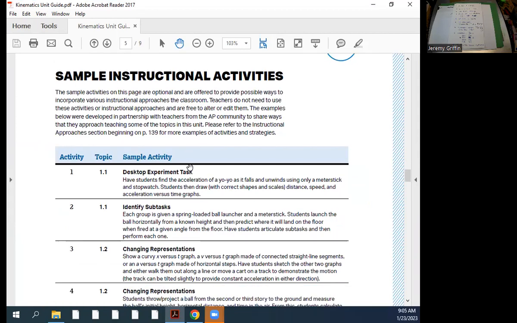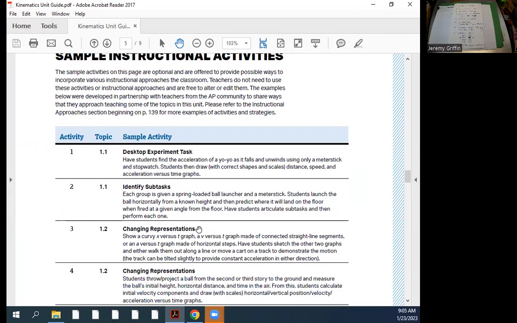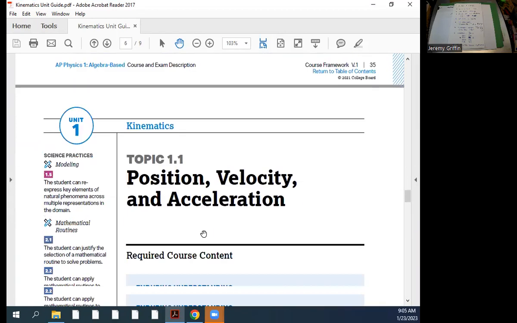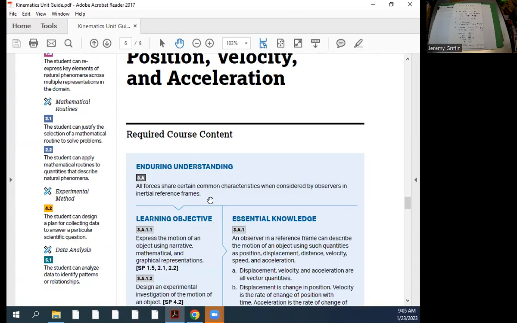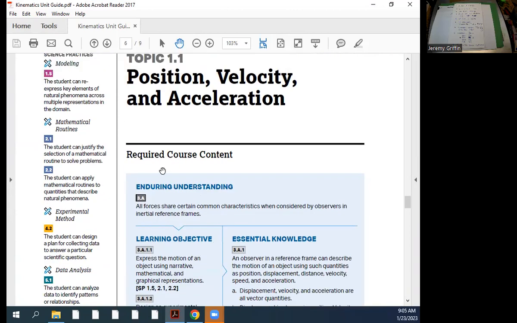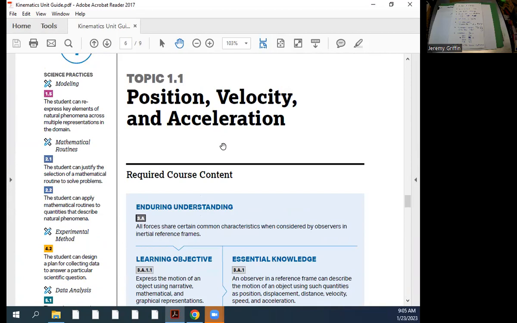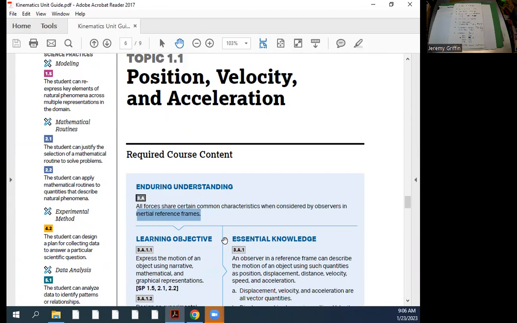All right, sample activities. So, things we did. We're looking for enduring understanding. Topic 1.1, position, velocity, acceleration, kinematic motion. All forces share certain common characteristics when considered by observers in an inertial frame of reference. So inertial frame of reference means a non-accelerating frame of reference.